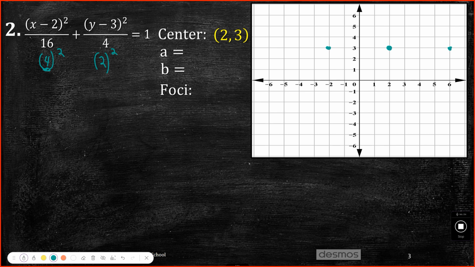What is the length along the y? Up and down. The length along the y is 2, meaning that I'm going to go up 2 and down 2.